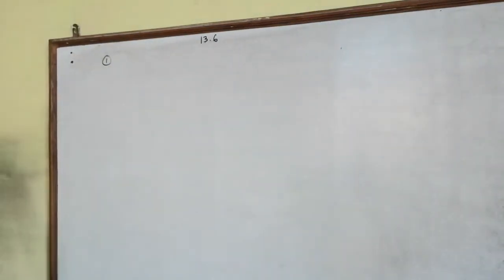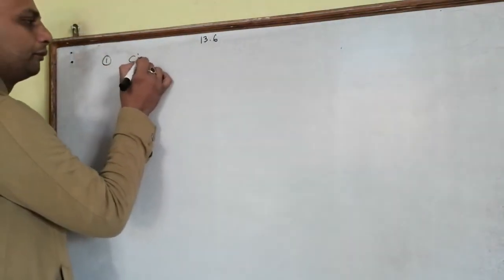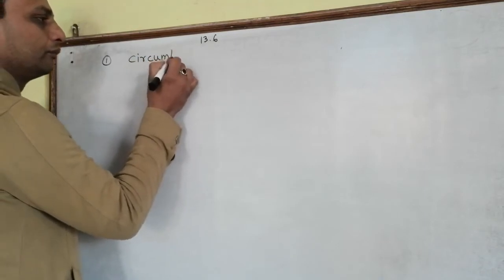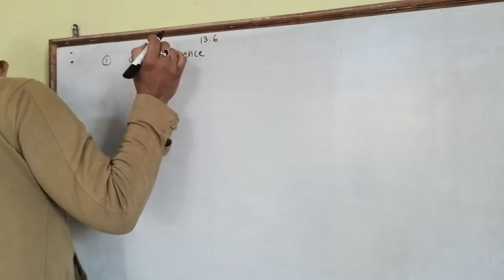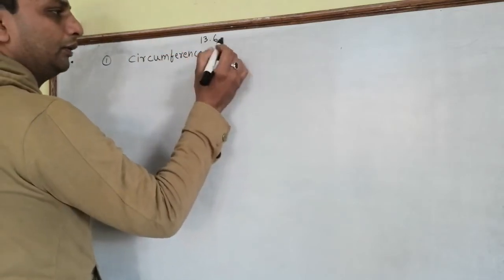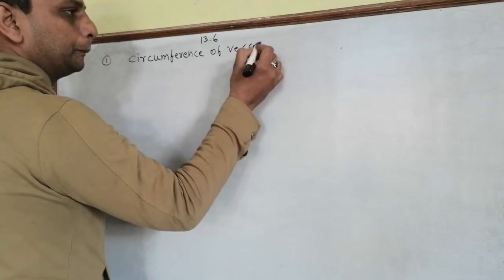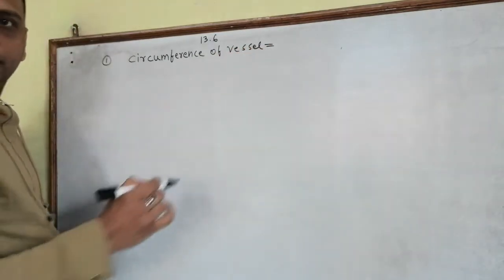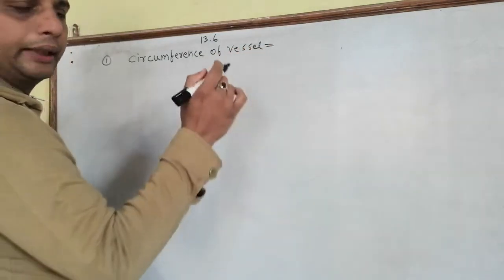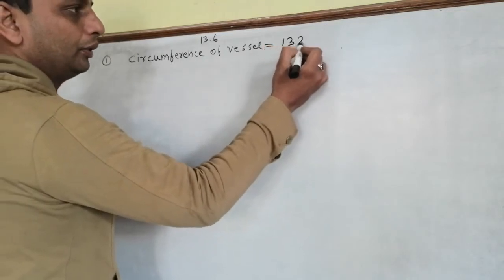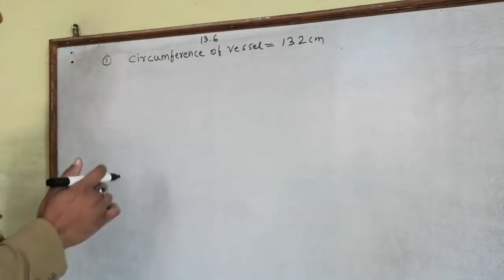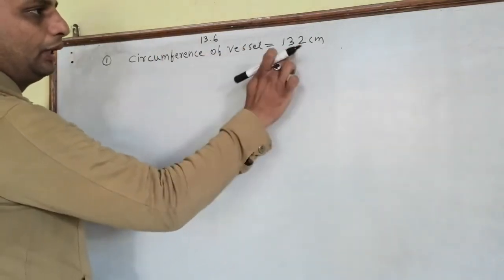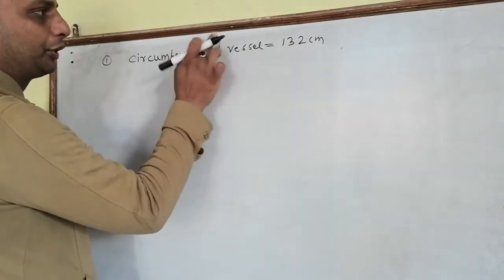So the first question says that the circumference of the vessel is 132 centimeter. This is mentioned in the question. We are solving the first question of 13.6.